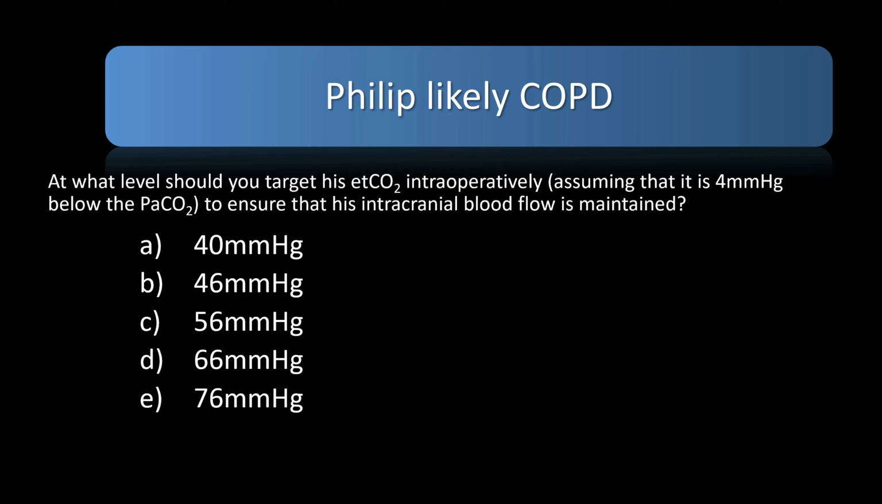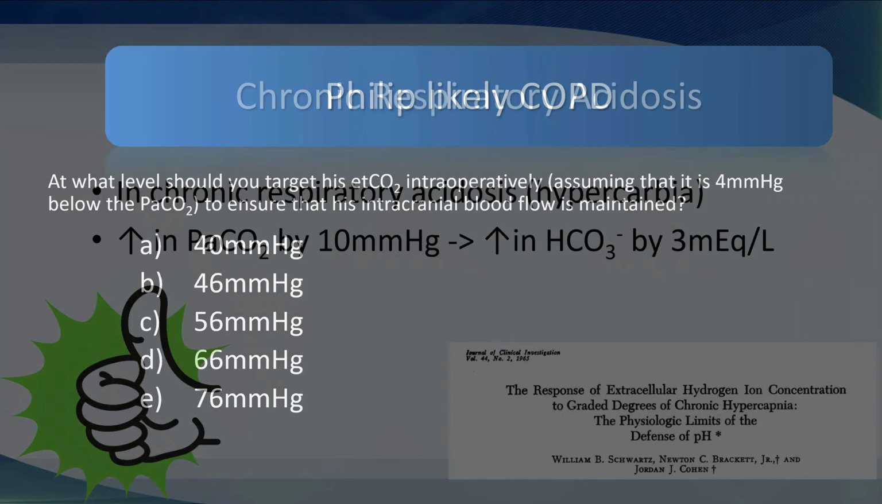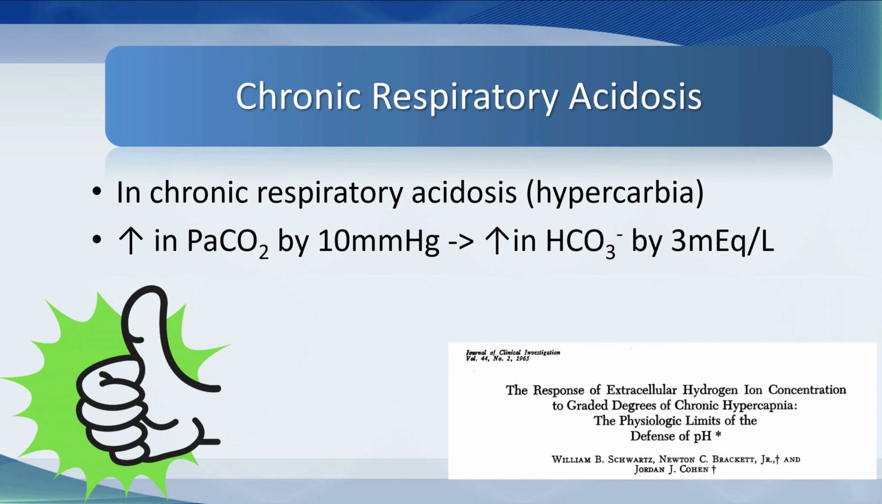For this, and to answer this question, there's a really handy rule of thumb as well, developed by Brackett and Schwartz and colleagues. In chronic hypercarbic respiratory acidosis, an increase in the partial pressure of CO2 by 10 millimeters of mercury, or 1.3 kilopascals, results in an increase in the bicarbonate concentration by 3 millimoles or 3 milliequivalents per liter. So a little bit different from the acute situation, much more bicarbonate because it's had a lot of time to accumulate. So lots more carbon dioxide as bicarbonate in the blood.